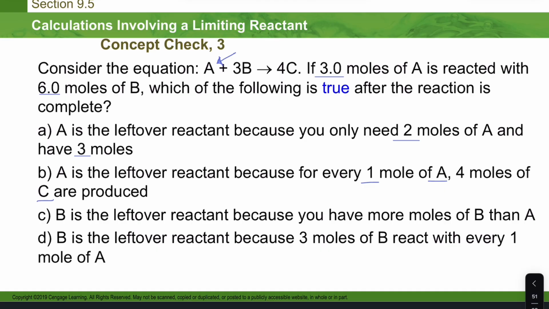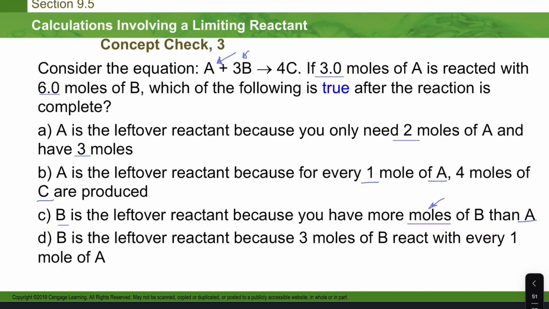But in this case, it is likely correct. B is the leftover reactant because I have more moles of B than I do of A. Now, this should be incorrect, because it doesn't matter if you have more moles of one or the other. It has to do with how they react with one another.